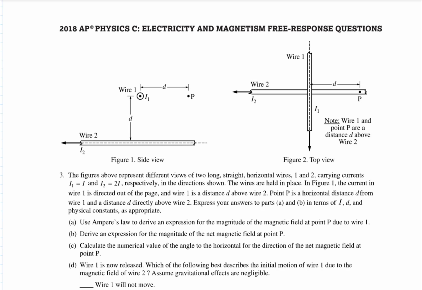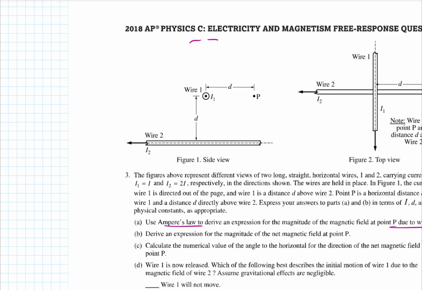Question A is use Ampere's law to derive an expression for the magnitude of the magnetic field at point P due to wire 1. So when we use Ampere's law, what we need to do is draw an Amperian loop around wire 1. And then our path of integration is going to start at point P and move in this direction, because that's the direction of the magnetic field from wire 1 using your right-hand rule. This is just for the magnitude of the magnetic field there. So we don't need the direction yet, but we will eventually.